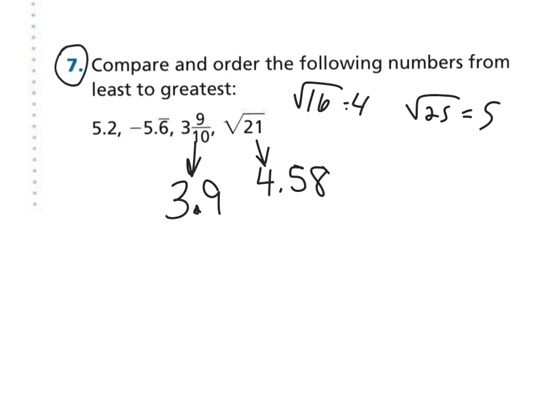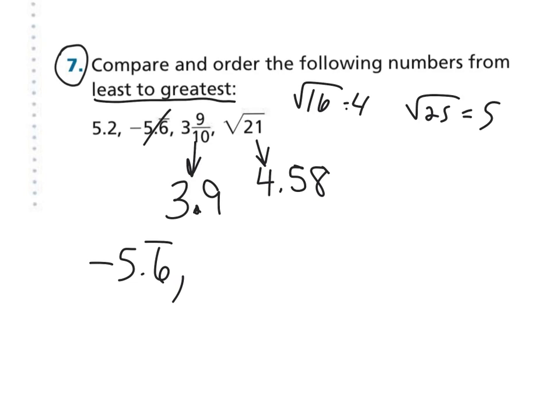So now we're just going to put them in order from least to greatest. Just remember, negative numbers are the smaller numbers, so they will come first. In this problem, there's only one negative number, so it's going to be negative 5.6 repeating. If you want, cross it out or underline it or do something to indicate that you've used that number so you don't accidentally use it again.